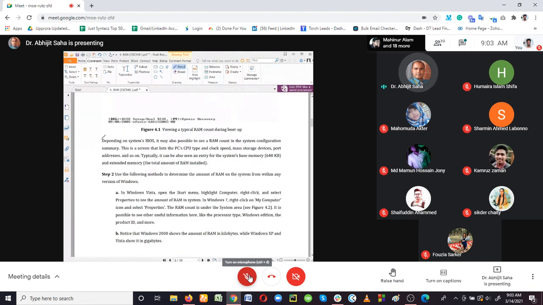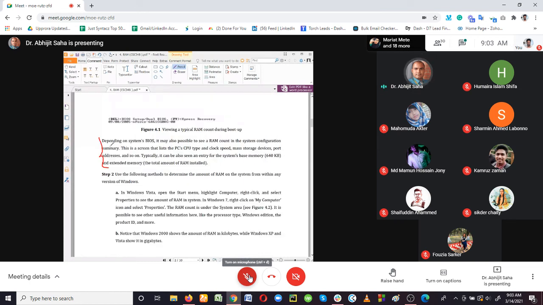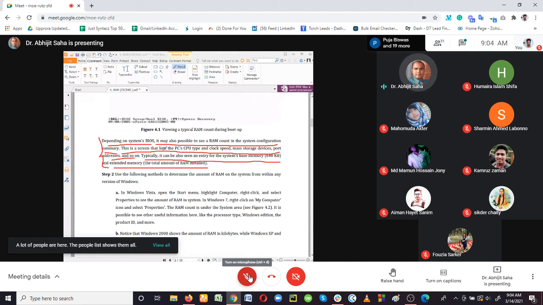Another thing that is going to be useful is the BIOS. Depending on the system BIOS, it may also be possible to see a RAM count in the system configuration summary. This is a screen that lists the CPU type, clock speeds, mass storage devices, port addresses, and so on. Typically, you can also see an entry for the system base memory and extended memory, the total amount of RAM installed.